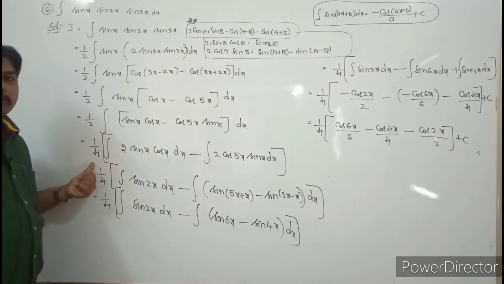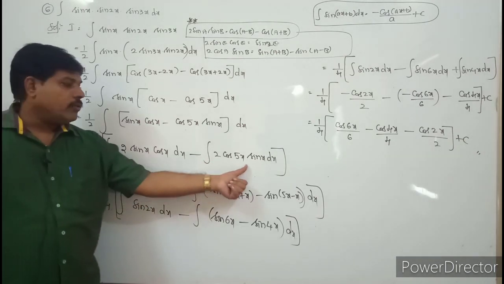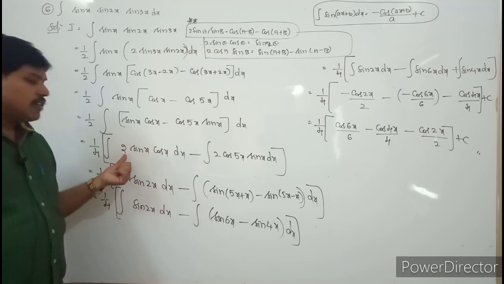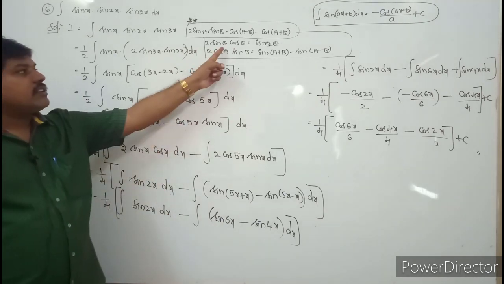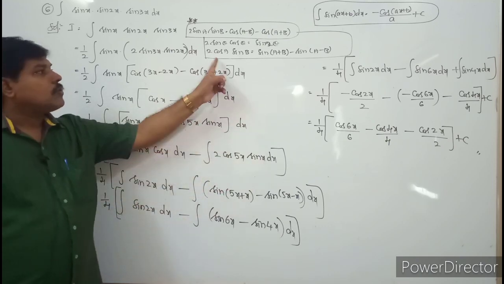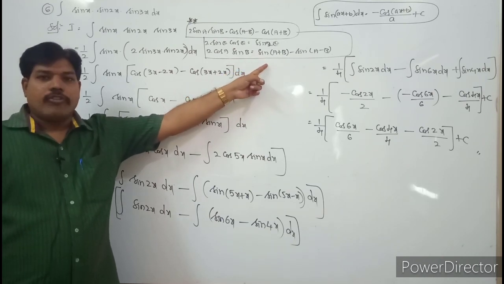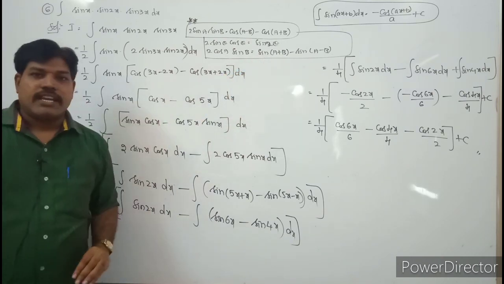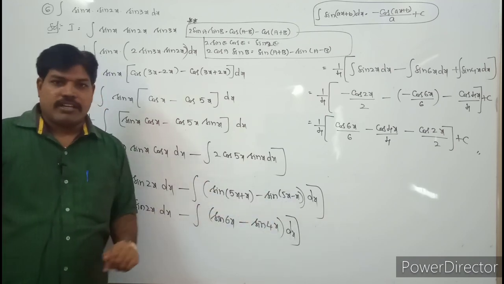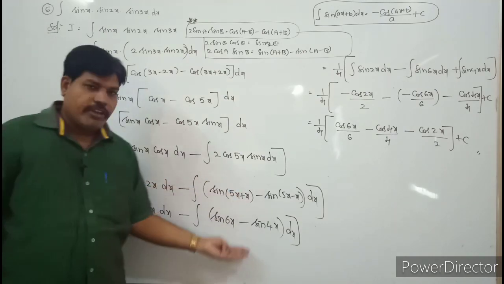It will become 1 by 2 equal to 1 by 4, and it will become 2 sin x cos x minus 2 cos 5x sin x. So these are the two formulas once again. It is in the form of 2 sin theta cos theta, which is sin 2 theta, minus 2 cos A sin B, whose formula is sin of A plus B minus sin of A minus B. Here I have written sin 2x the same. So this is the simplification you have to do.